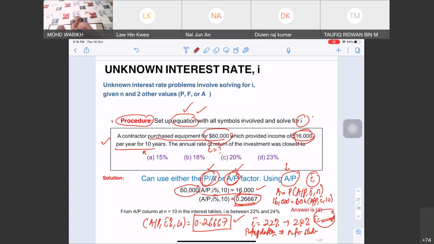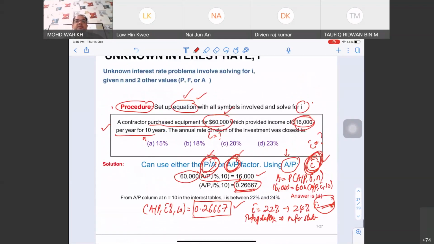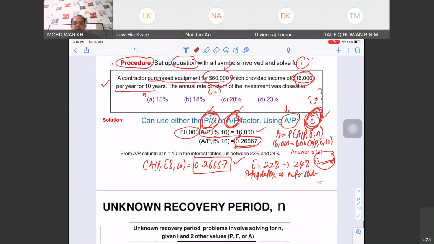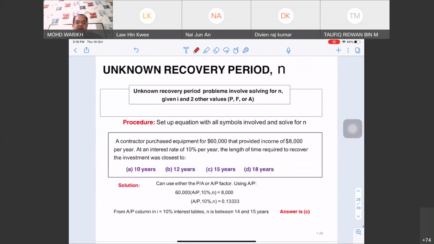You have to find P or find A? No, the numbers are given. P is given, A is given. So you can use either one, P over A or A over P. No matter at all, because the aim is to find the I. This is our aim. Any question? Okay, later you try the tutorial questions with this calculator.